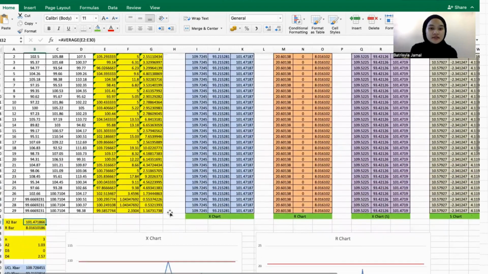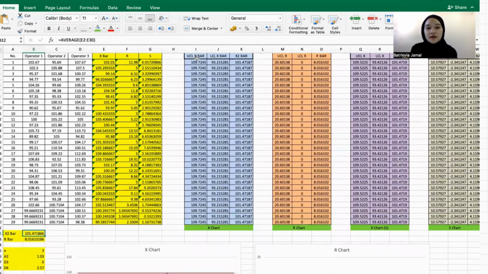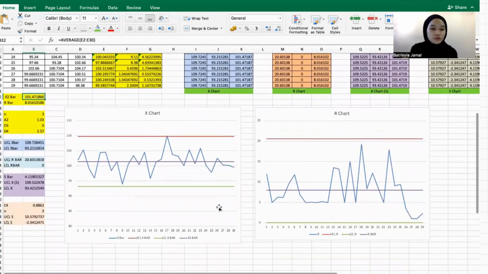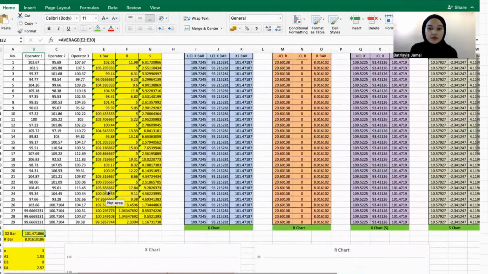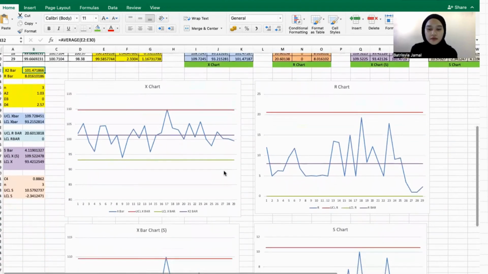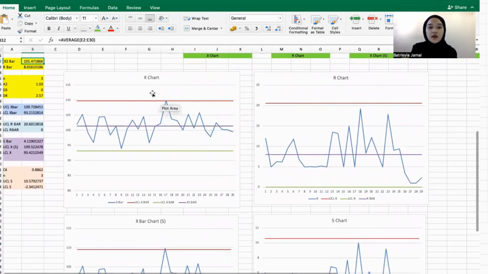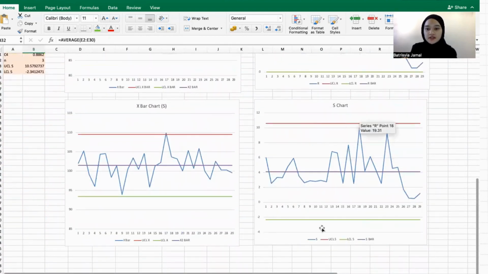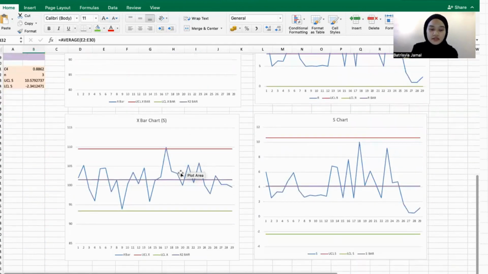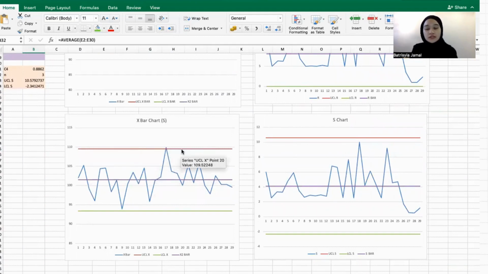As you can see over here, we have calculated the UCL and LCL for each chart using the formula that we have learned. With all the calculations, we can get the four charts. As you can see over here, the X bar chart, R chart, and also S chart are in control because the line lies between the UCL and LCL limits. But the X bar chart from S is actually out of control because it lies off the UCL line.